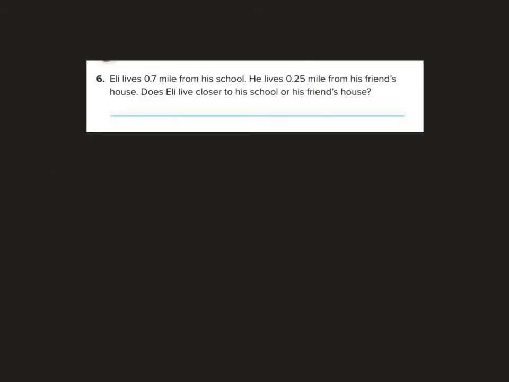Eli lives 7 tenths of a mile from his school. He lives 25 hundredths of a mile from his friend's house. Does he live closer to school or his friend's house? So we're comparing 7 tenths to 25 hundredths. If I have my 0 here to make them both hundredths, I'm comparing 70 to 25. So he lives closer to his friend's house.